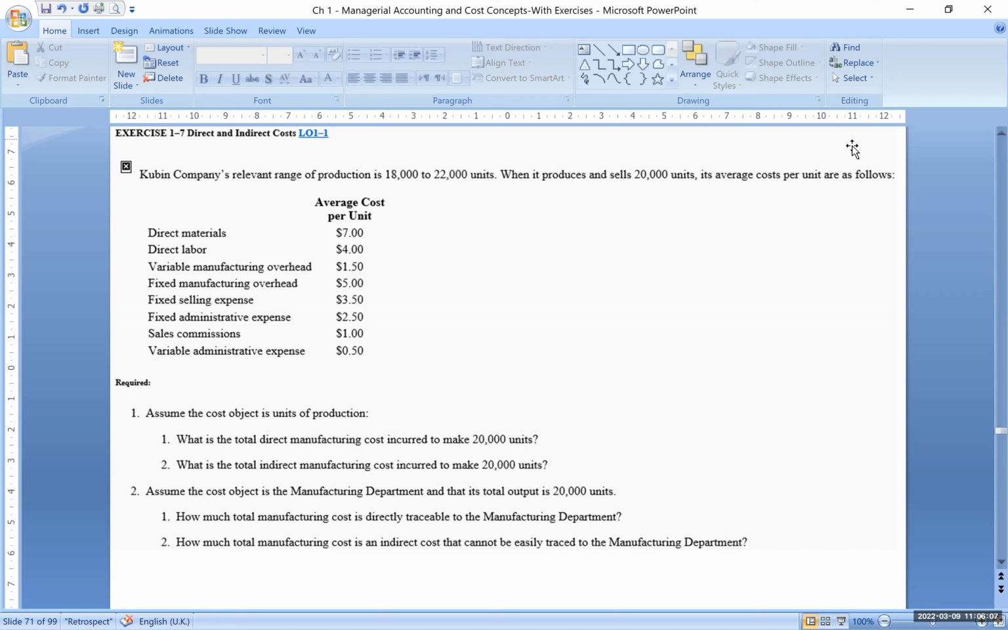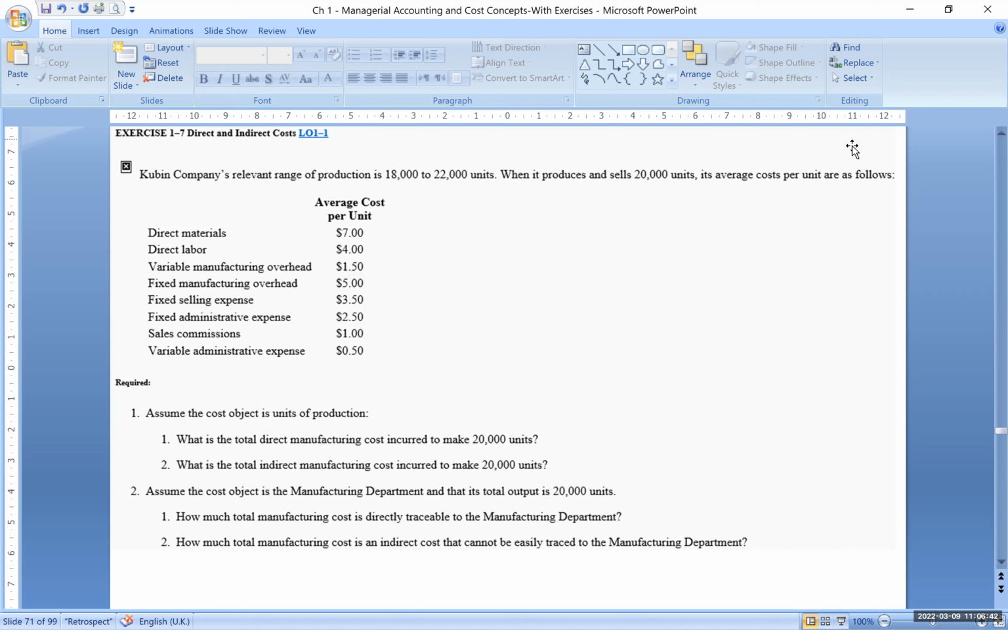The word direct, if you remember from the definition in the chapter, means the direct costs that can be easily or conveniently traced to the cost object. So we are talking about direct materials and direct labor in this question, for the unit of production.